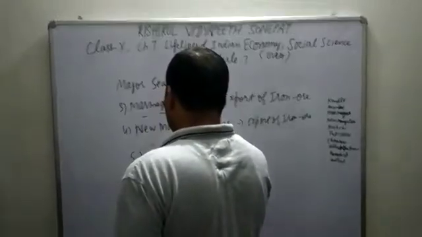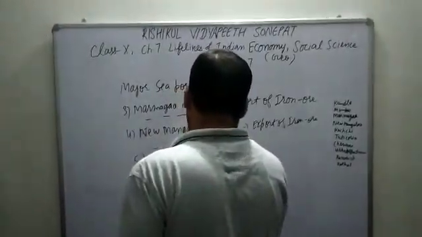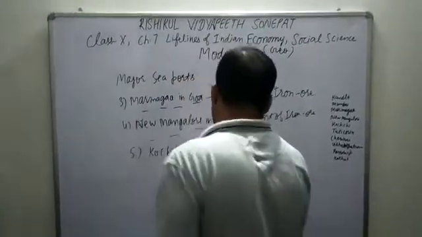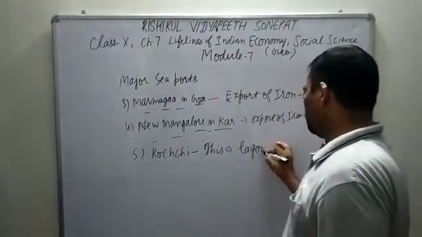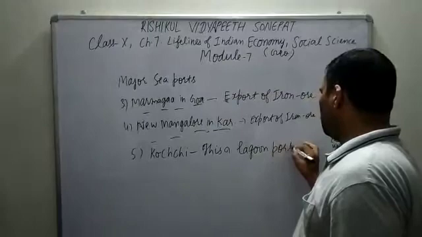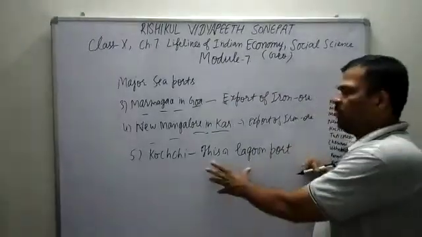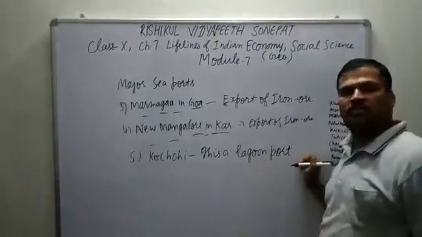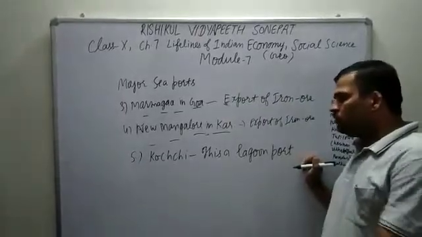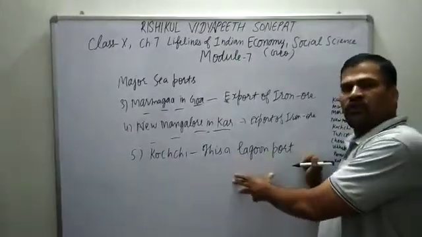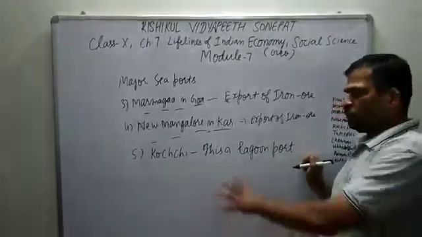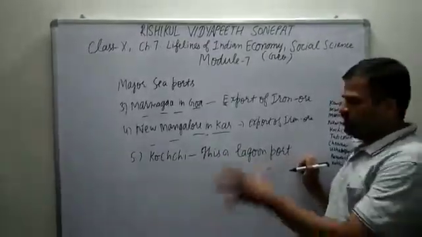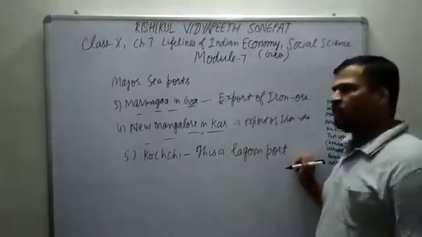Okay. Now the next one is Kochi. This is a lagoon port. It was also made because, you know, in Kerala the spices are there. The spice land of the country, even the world we may say. So this was also made for business purposes in spices.